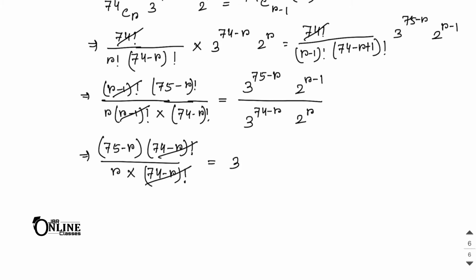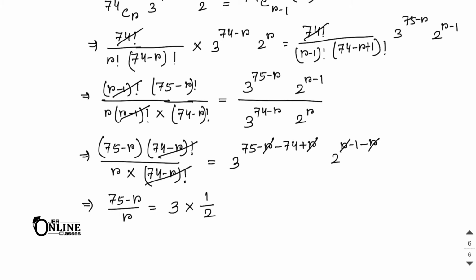This one will be 3 to the power 75 minus r minus 74 plus r, then 2 to the power r minus 1 minus r. Okay, so r cancels out, here also r cancels out. So that will be (75 minus r) by r. This one will be 3 to the power 1, that means 3, and here 2 to the power minus 1, that means 1 by 2.